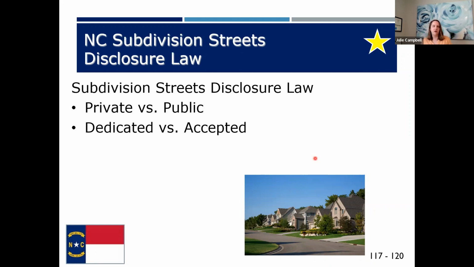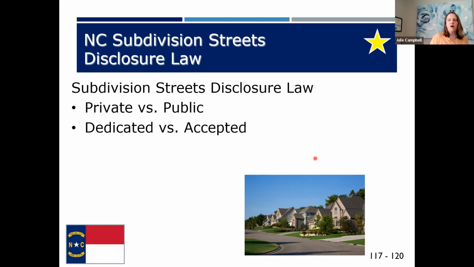You guys good if I call them DOT going forward? DOT is the Department of Transportation. The developer dedicates the streets to DOT as private or public. Now, when we talk about private streets or public streets, I'm not talking about whether or not you can drive down them. When we talk about public or private, we're talking about who maintains them. If they are dedicated for public, DOT may maintain them. I'll talk more about that in a second.